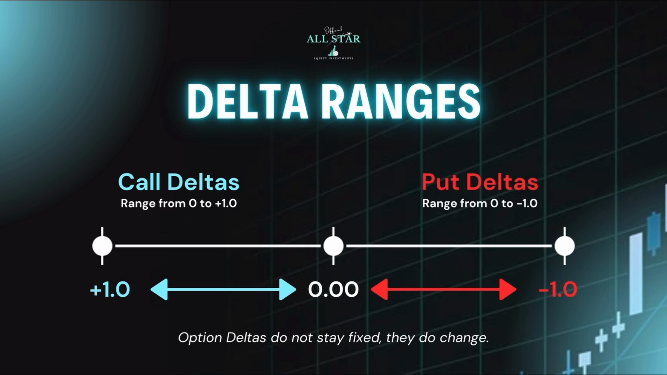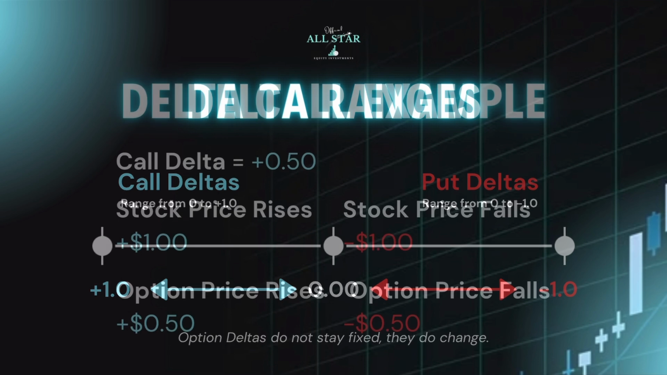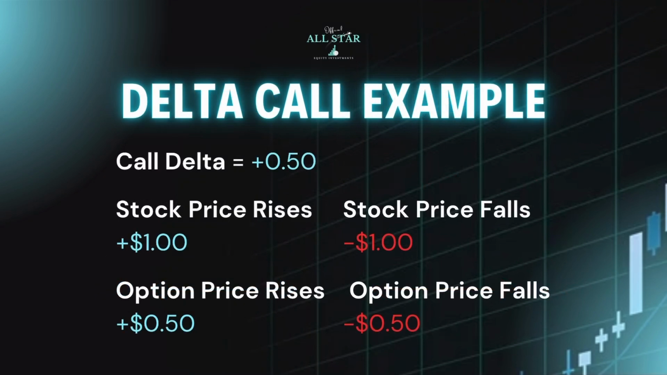But let's take a look at a delta, call, and put example so that you guys can see this with real numbers. So on the screen for this call example, we're going to say the delta is at a positive 0.50. If the stock price rises by $1, the option price will increase by 50 cents. But if the stock price falls by $1, the option price will decrease by 50 cents.